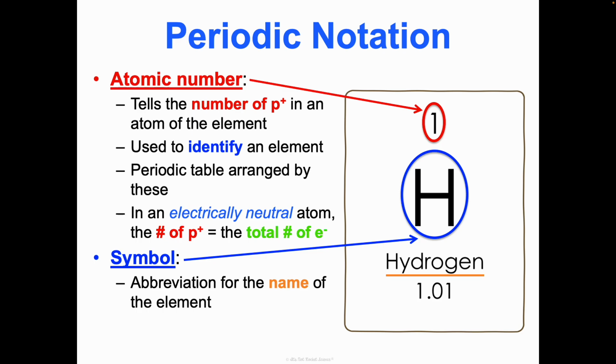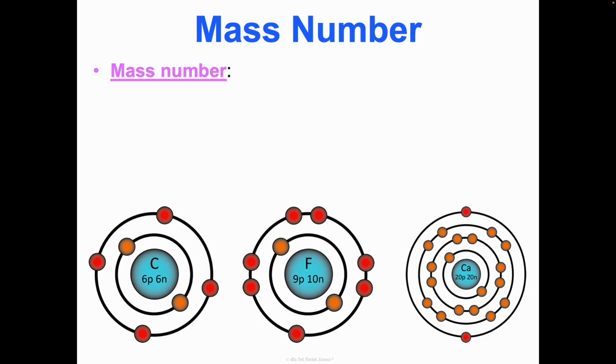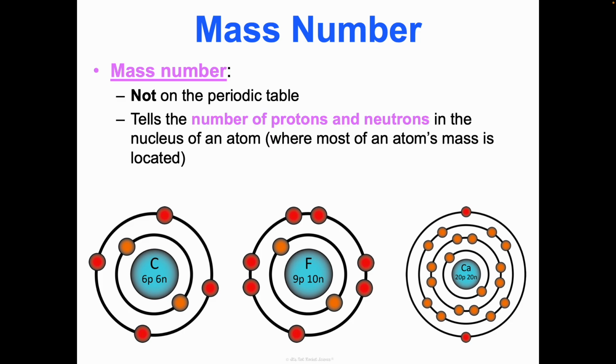Now, there are other things, though, that are helpful to know about an atom, like its mass number. But this is not on the periodic table, okay? Very important. You will never see the mass number on the periodic table. The mass number is the number of protons and neutrons in the nucleus of the atom. Remember, that is where most of an atom's mass is located. It's all concentrated in that dense center. So we're counting the protons and neutrons because that's what contributes to the mass of the atom, okay? All you're going to do to find it is add the number of protons and the number of neutrons together.